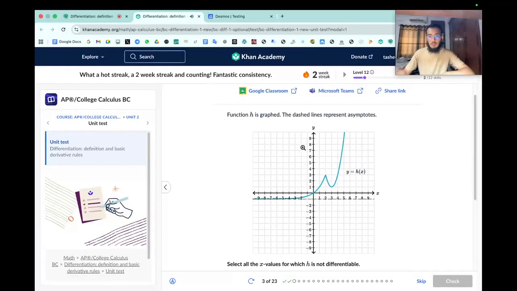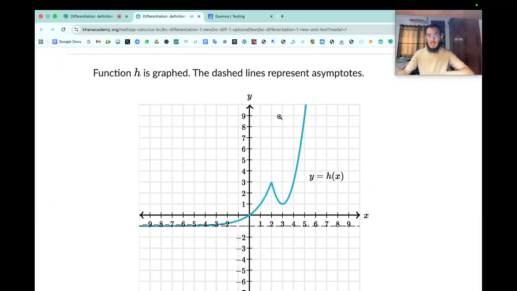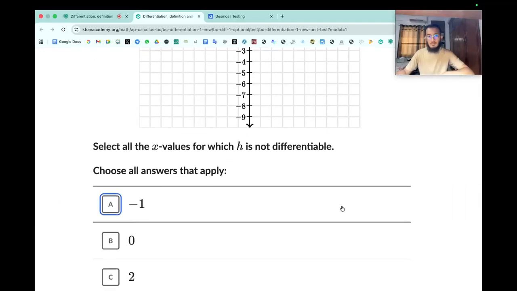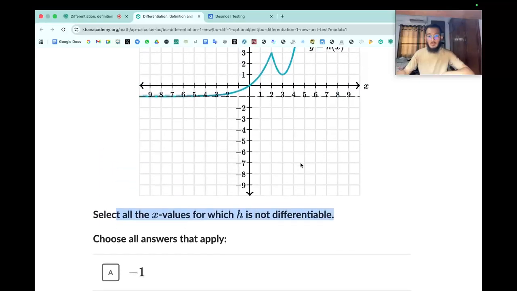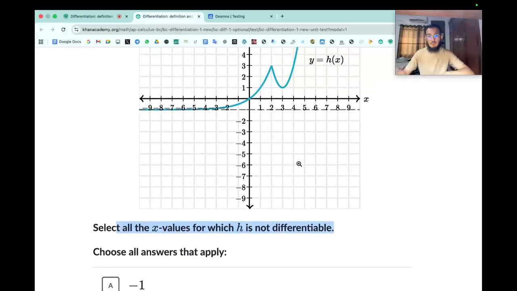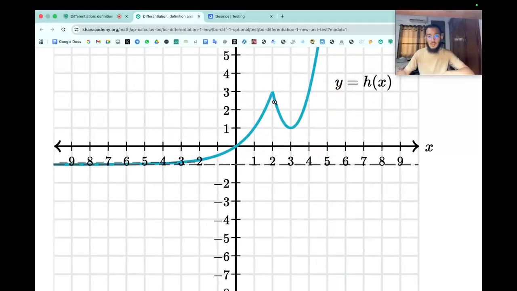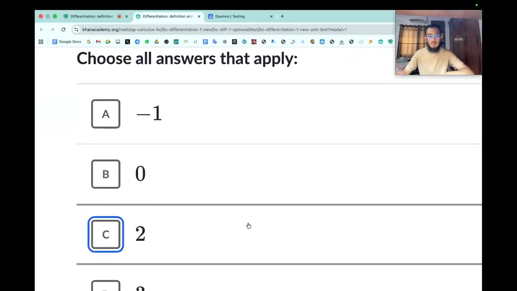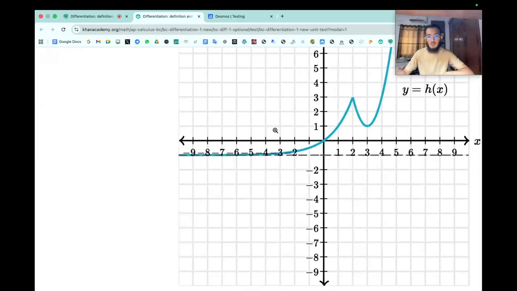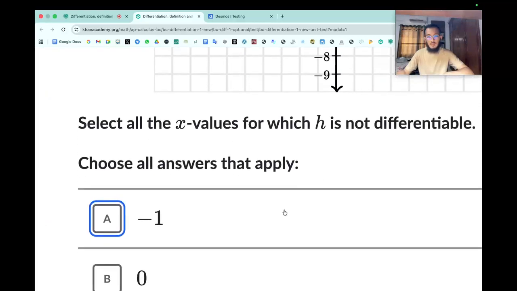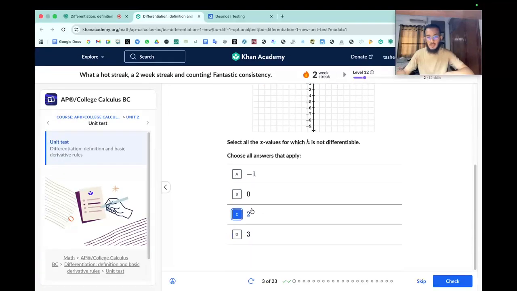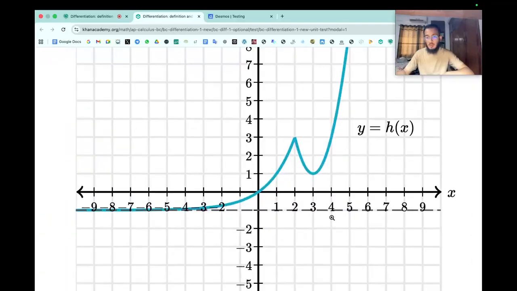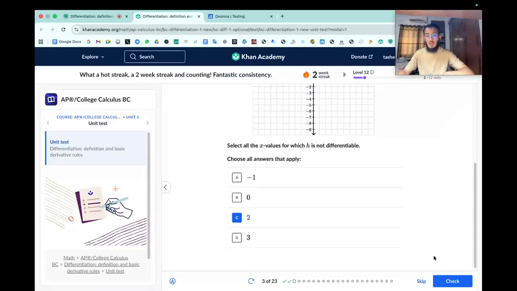There we go. f is a function with this graph. The dashed line represents asymptotes, as you can see. Select all x values for which h is not differentiable. First of all, it is x equals 2, because it has a sharp turn. What about x equals minus 1? x equals minus 1 has a value. No, it's differentiable. What about x equals 0? x equals 0, the same thing. It is differentiable. What about x equals 3? If x equals 3, it is differentiable. In fact, the derivative is 0, so only 2.